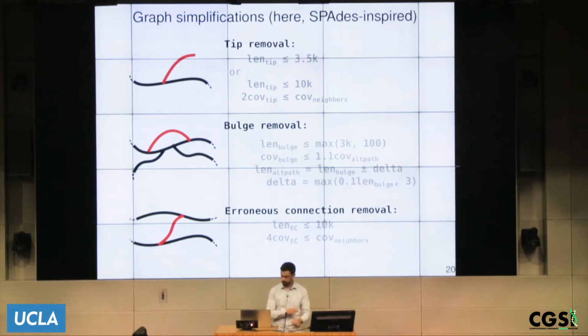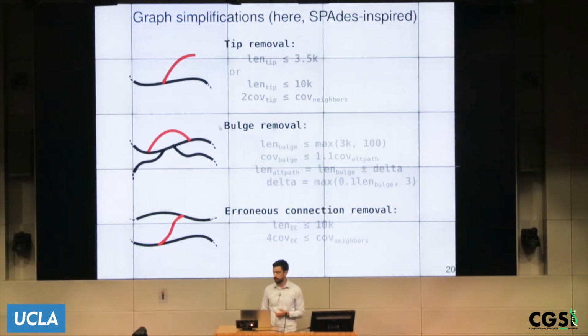So, graph simplifications. You don't need to check out the gray stuff yet. I just want to highlight here, I'm actually showing what SPAdes is doing, the typical things which are done in assembly graph simplification. Tip removal consists in finding nodes which have no connection on one end and are connected to the rest of the graph on the other end. There are some criteria on their length and their coverage, and those correspond typically to sequencing errors.